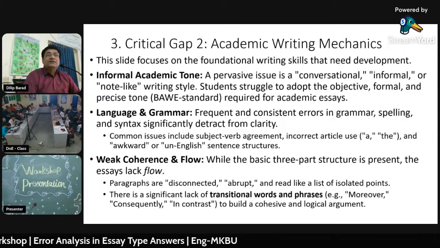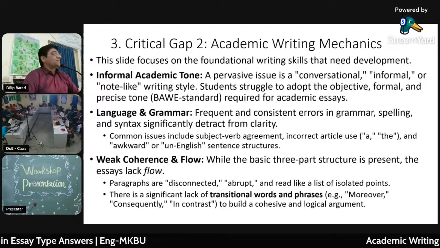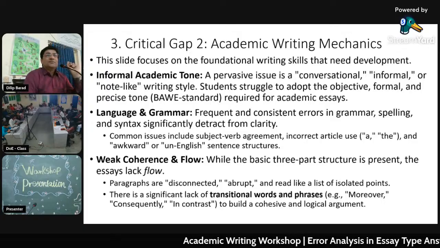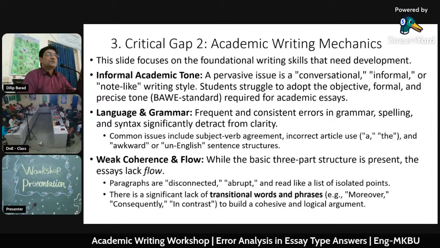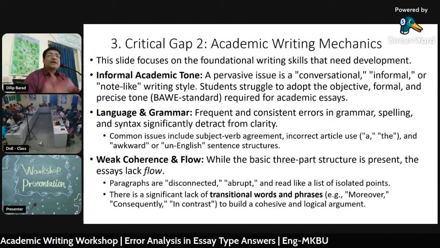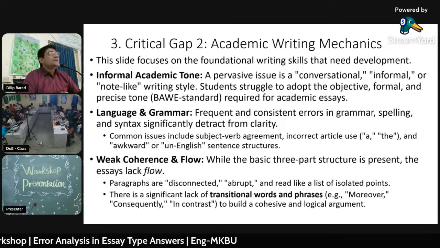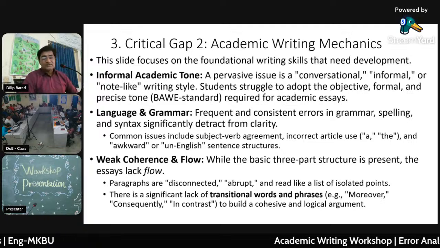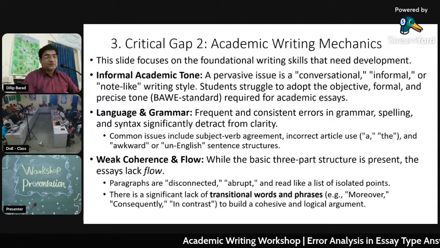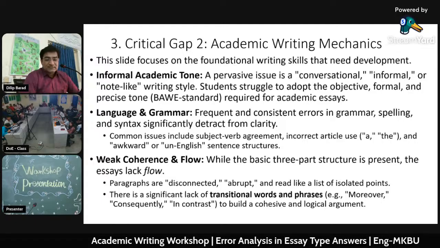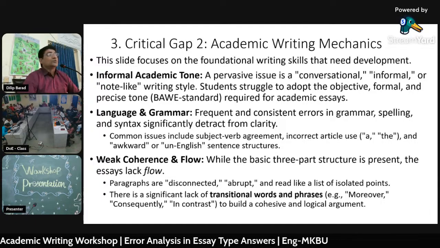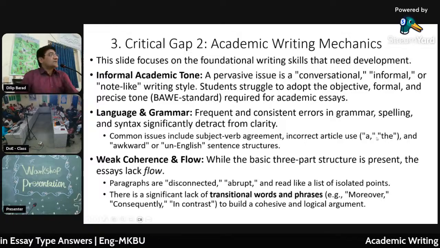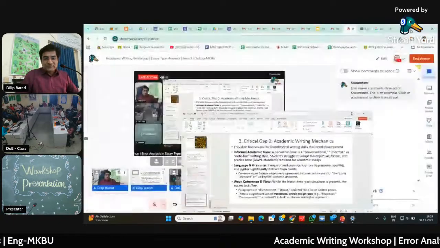Now that is again the flow in the mechanics of writing, how you continue writing. You have to keep the question constantly in mind, that I am answering this question, and only then you are doing whatever you are writing. Ultimately, you have to justify that particular question. There is a significant lack of transitional words and phrases, like moreover, consequently, in contrast, to build a cohesive and logical argument also. So these are some of the errors identified in your own observations made here.